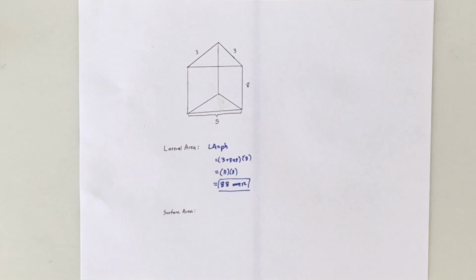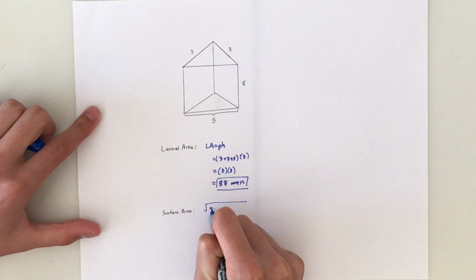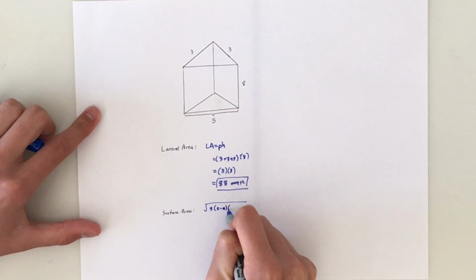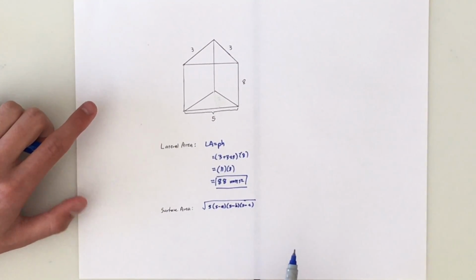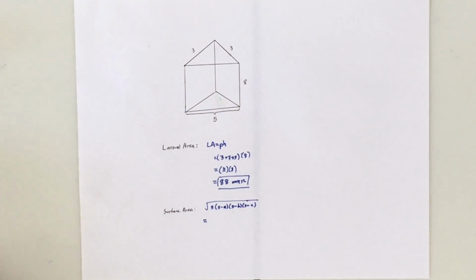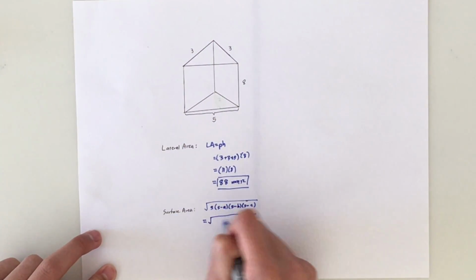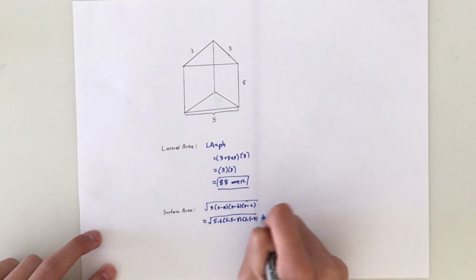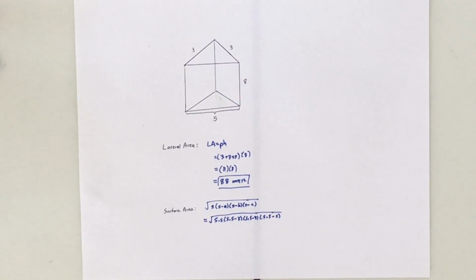But I think I'll just use the SSS formula to find the area of a triangle. So Heron's formula, which is the square root of the semi-perimeter times the semi-perimeter minus each of the 3 sides. You can use this formula to find the area of a triangle if you have the 3 sides. The semi-perimeter would be the perimeter divided by 2. This perimeter right here is 11, so half of that would be 5.5. So 5.5 times 5.5 minus 3 times 5.5 minus 3 times 5.5 minus 5. And then I'll just work all of that out.